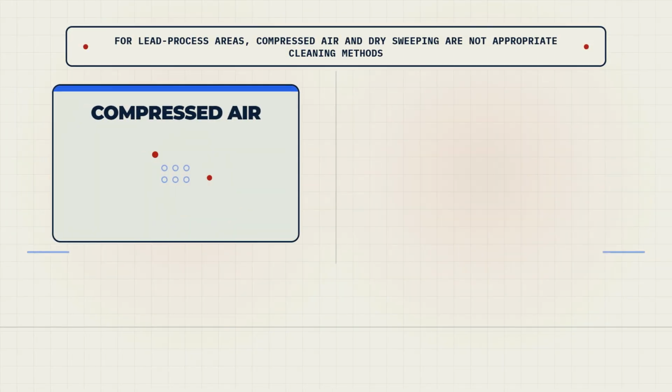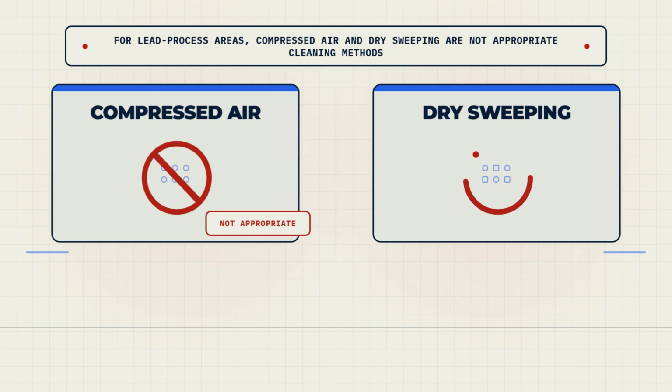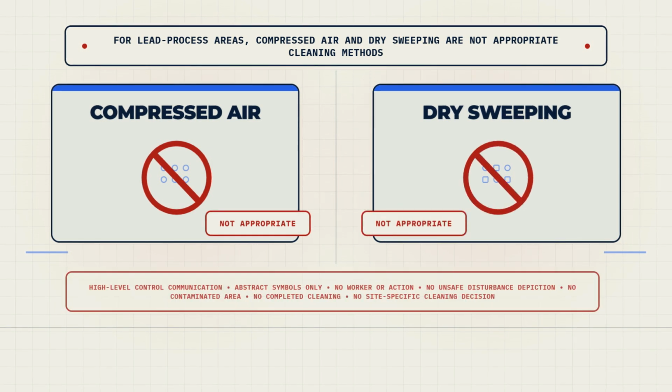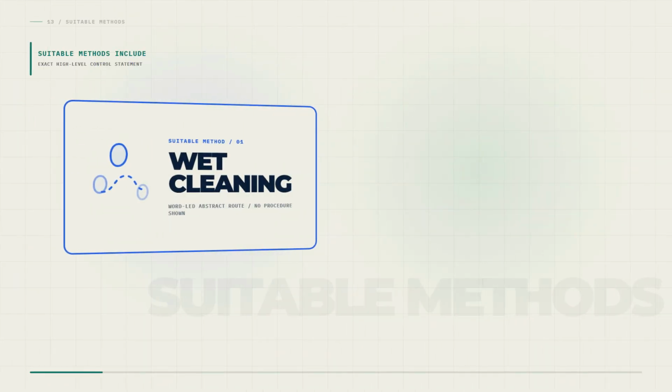For lead process areas, compressed air and dry sweeping are not appropriate cleaning methods. The crossed symbols are high-level control communication only. They do not show a worker performing either action, and they do not depict a contaminated area, completed cleaning or a site-specific cleaning decision. Suitable methods include wet cleaning and hazardous dust type M or H vacuuming.